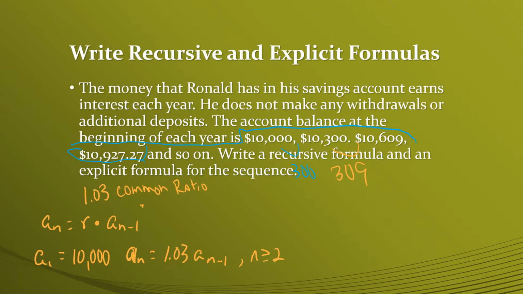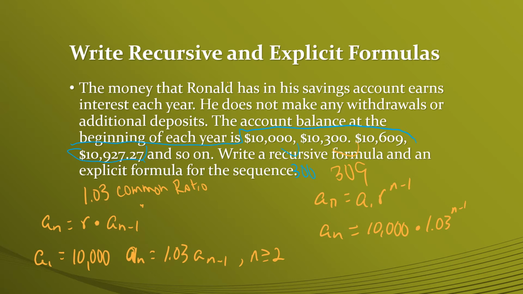All right. Now we're going to do the same thing, except this time we're going to write it as an explicit formula. And our basic format for an explicit formula is A sub n equals A1 times the common ratio raised to the power of n minus 1. Well, we're just going to plug and chug this thing. So then we would have A sub n equals, we're going to substitute $10,000 for A1, and that's going to be times our common ratio of 1.03 raised to the power of n minus 1.